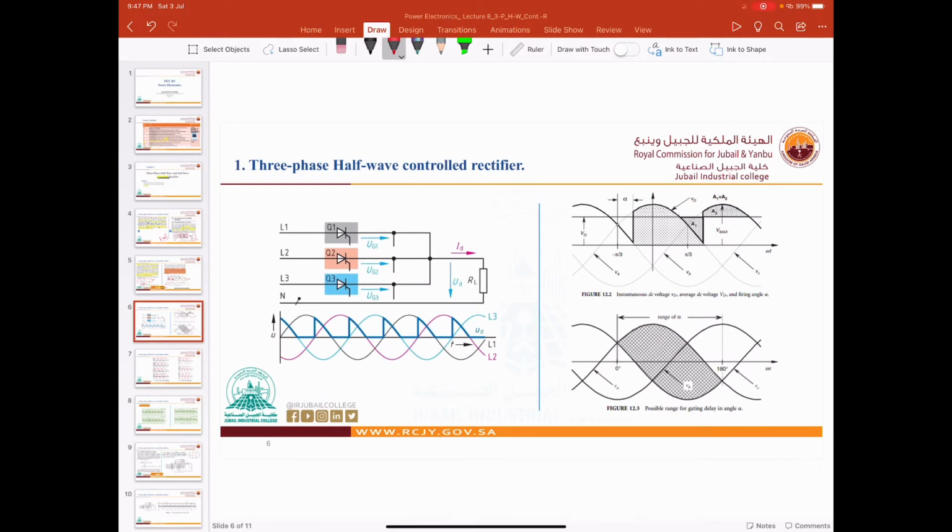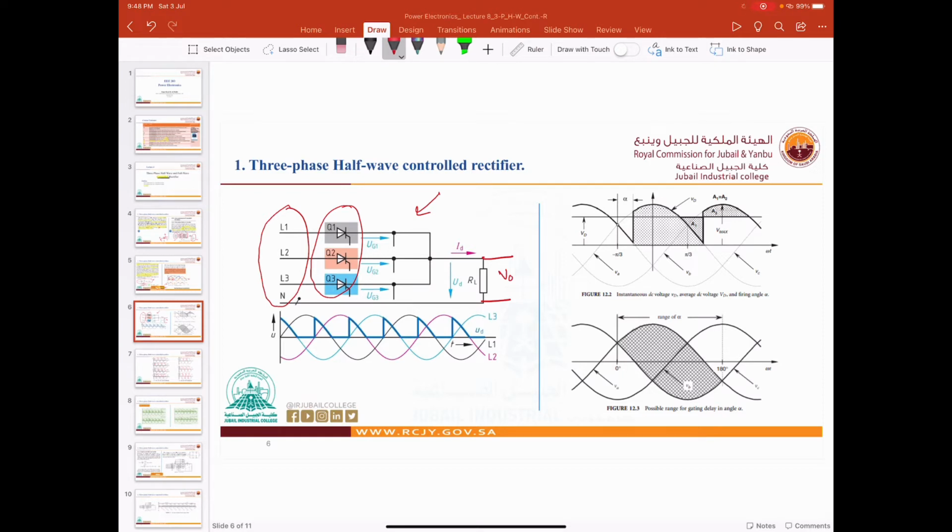Now this is the basic configuration for the three-phase half-wave controlled rectifier. As you can see here, we have 3 lines and the neutral: line 1, line 2, line 3, and the neutral. Then we also have the 3 thyristors here, and we will get the V load here. This is V out.